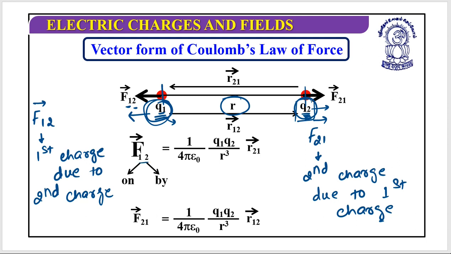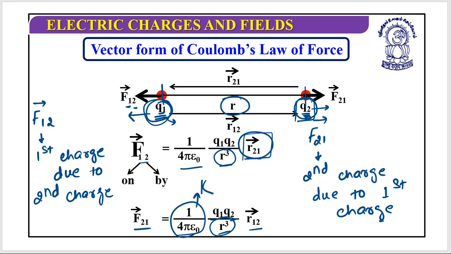So when I write F12, it is 1 upon 4 pi epsilon naught, q1 q2 divided by r cube, into r21. Same note: when I write F21, I need to write 1 upon 4 pi epsilon naught. This is the constant k, we have used it, multiplied by q1 into q2 divided by r cube into r12. Remember, this is a vector form. That's why r cube is written. It is not a mistake, because here the multiplication has a vector sign. So this is absolutely correct.